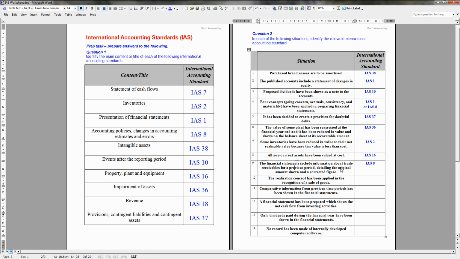10. I like 10. Very interesting. The realization concept. Again, you need to learn the concept for realization. I should have mentioned it. It's been applied in the recognition of a sale of goods. So again, we're selling goods. We're not buying goods in this example. So the realization concept is to realize this income in this case, because it's still a good.